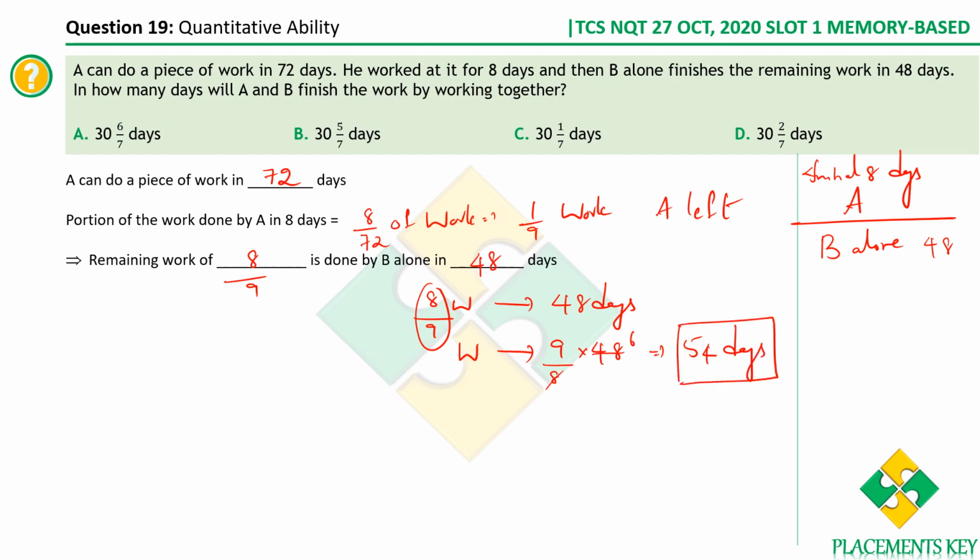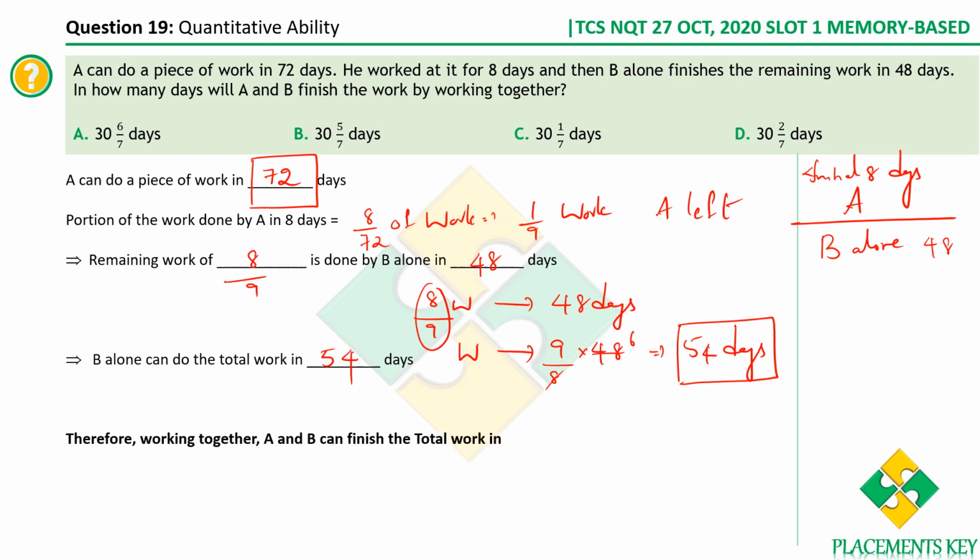Is it clear? And we know A alone finishes the work in 72 days. B alone can finish the total work in 54 days. You got this, right? 8/9 work in 48 days, so total work in 9 by 8 into 48 days. Now the problem is solved, right? Working together, A and B can finish the total work in how many days? You know that when A can do a piece of work in A days and B alone can do it in B days, they can finish the work in AB by A plus B days if they are working together. Please remember this.